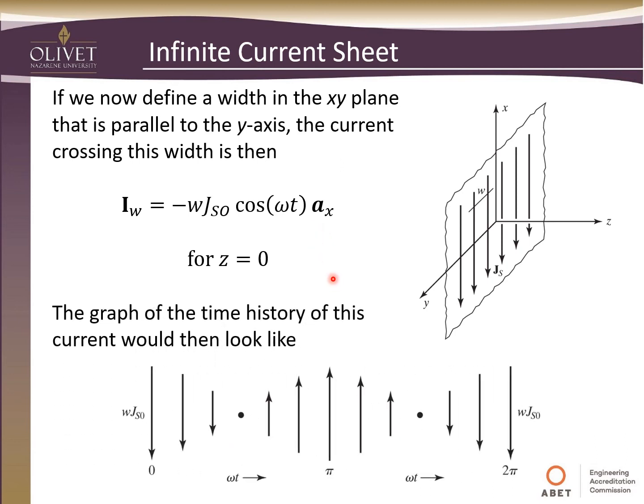The graph of the time history of this current on that width would look something like this. You can see its maximum negative amplitude going to 0 and then increasing to the positive maximum amplitude, and so on and so forth. So it is sinusoidal.